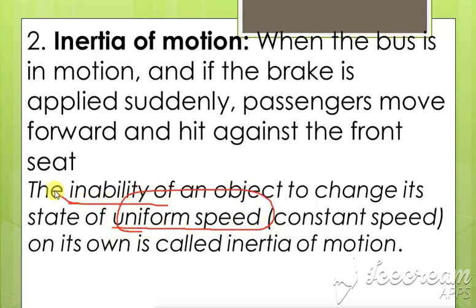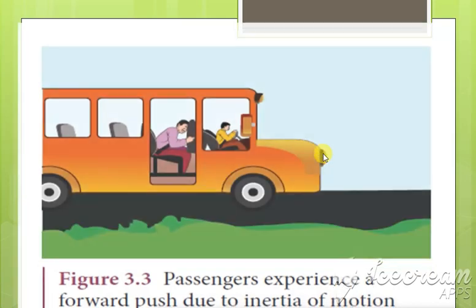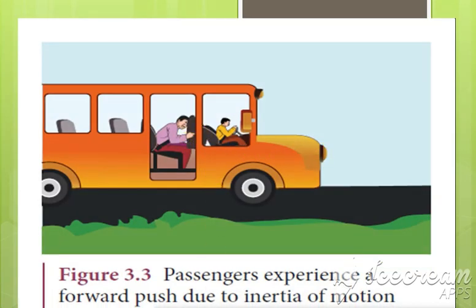So on the uniform speed, it will not be able to control, or it will not be able to stop. So that is called inertia of motion. Yes, clear? Then next is the diagram for this. So this is the diagram. See here, if the bus is moving in the forward direction like this, and a sudden brake is applied, what happens? The passengers move in the forward direction, okay. So this is an example of inertia of motion.